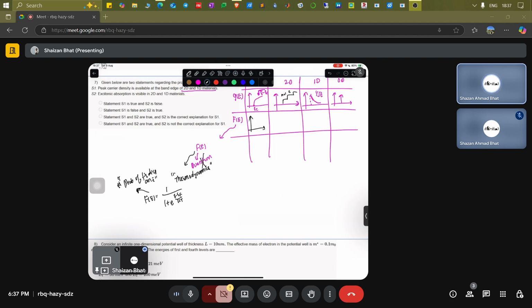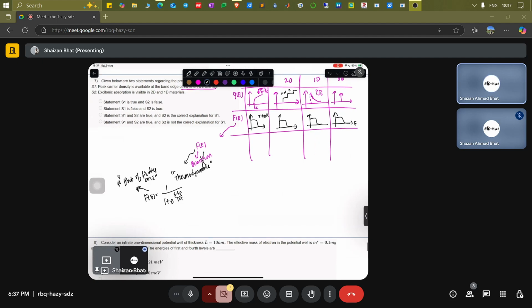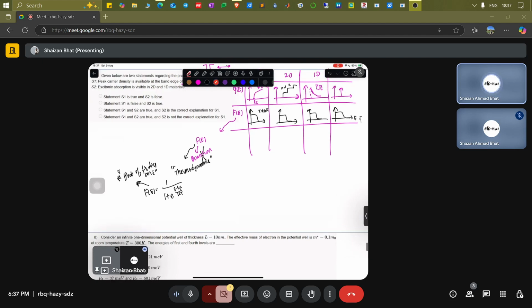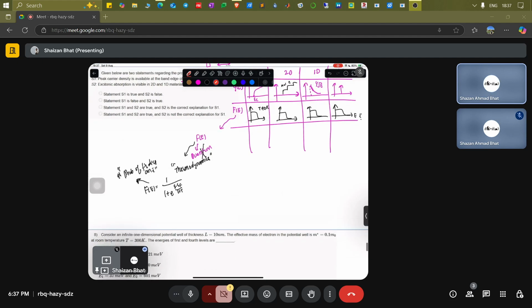It is similar for all these at T not equal to 0 Kelvin, because at T equals 0 Kelvin, it's exactly like a step. So this is the Fermi function, with respect to E. This is the electron's energy, not the photon's energy. Just don't confuse the electron and photon energy.